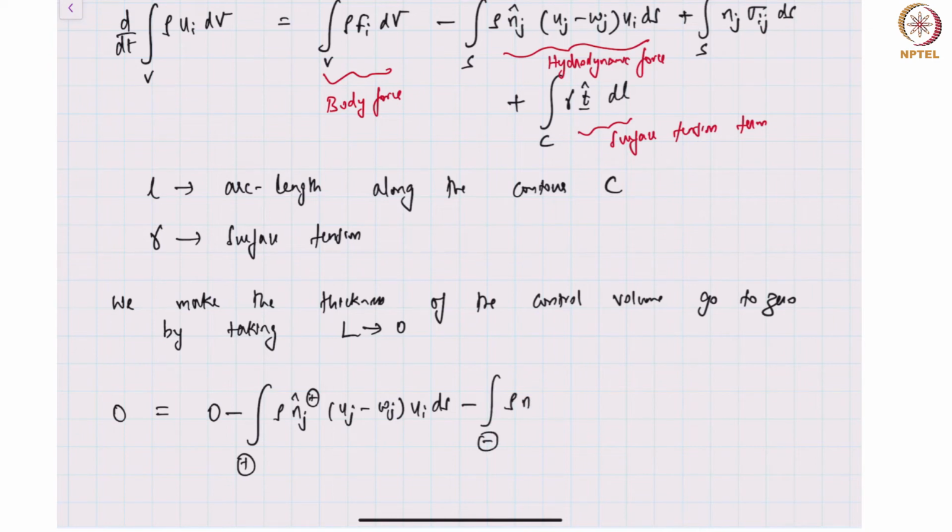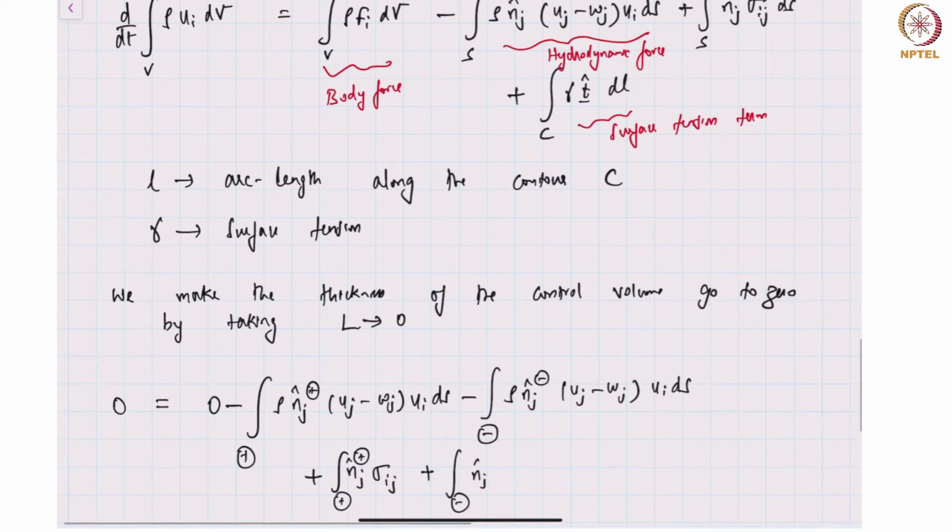Each term, let's write them down separately. nj (uj minus wj) uidS on both sides is the hydrodynamic force, surface force term. Then we have the stress tensor term, which is plus nj sigma ij on the plus side, and plus nj sigma ij on the minus side. This is dS.